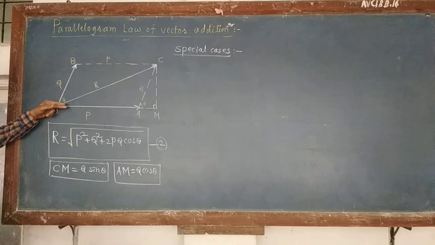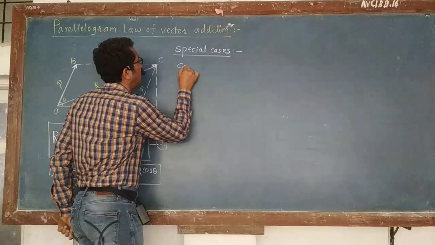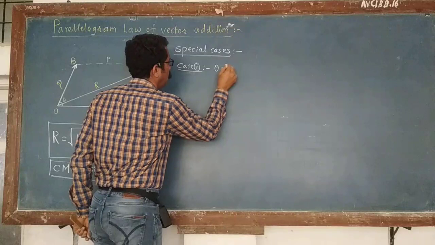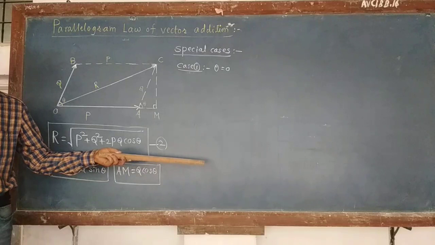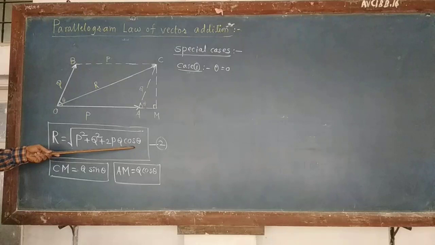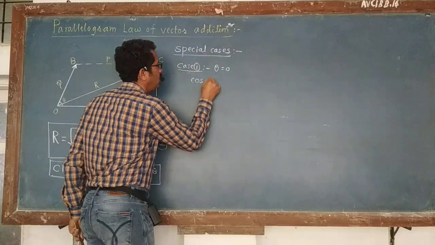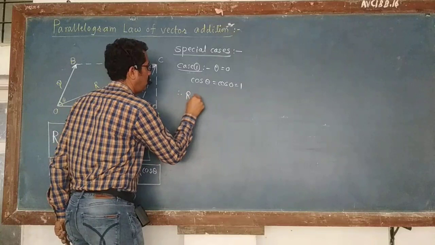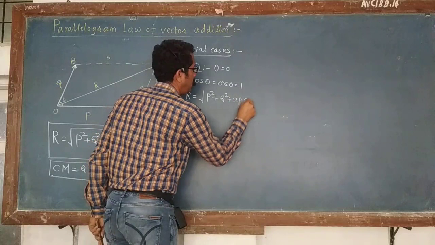So my special case 1 is that if theta is equal to 0, that is, vector P and vector Q are in the same line, then what will your addition be equal to? The resultant R is supposed to be equal to only P plus Q. Let me see. If theta is equal to 0, cos 0 is 1. So equation number 2 is going to become root of p squared plus q squared plus 2pq, cos theta is 1, I will not write that.